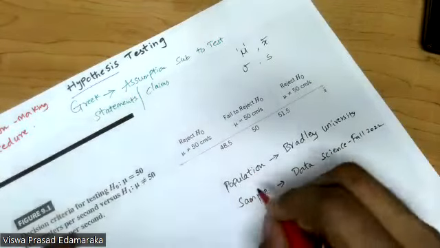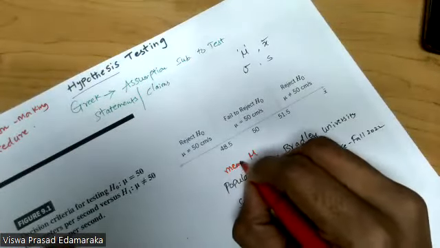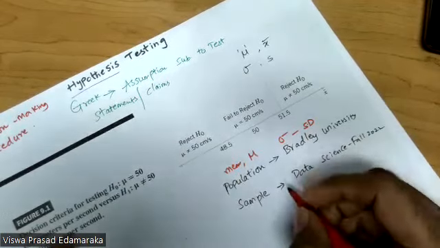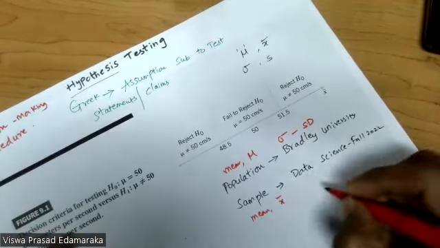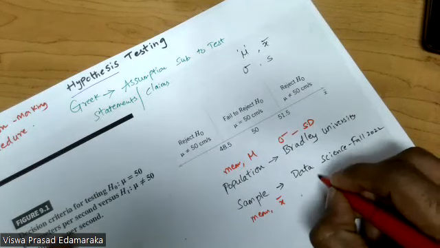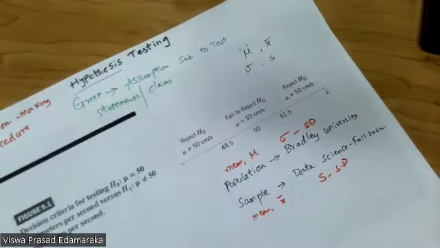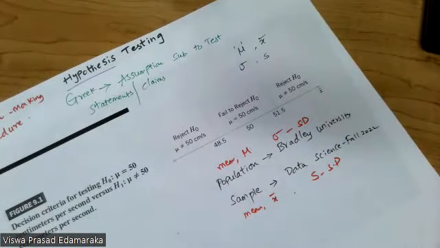Here we use the mean. The calculated mean of population is mu. This is standard deviation, population standard deviation, sigma. Whereas sample mean is X bar. Sample standard deviation is S. So this is mu, X bar, sigma and S.